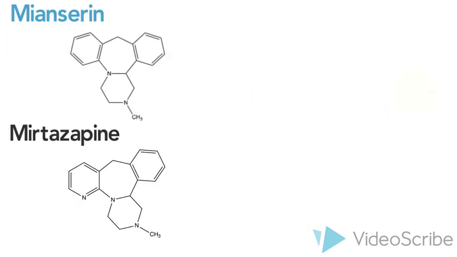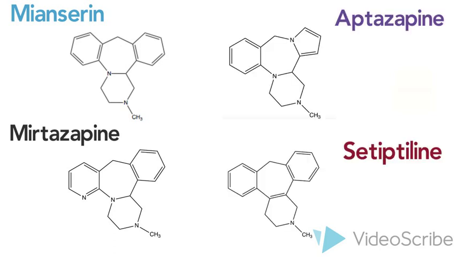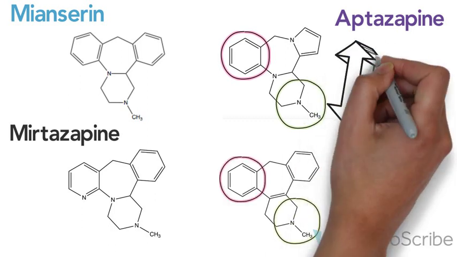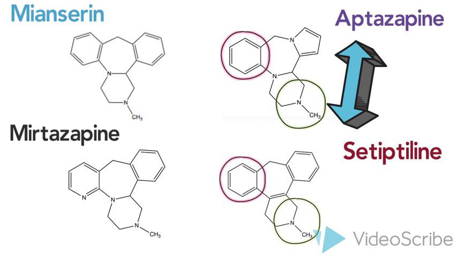When comparing mirtazapine and mirtazapine against other tetracyclic antidepressants such as aptazapine and setiptiline, we can see similarity in the structure, as shown. Both molecules have been shown to be more potent than mirtazapine. Aptazapine has been shown to have approximately 10 times more potency for alpha-2 antagonism. This potency of aptazapine is linked with the pyrrole groups attached to the 7-membered ring.